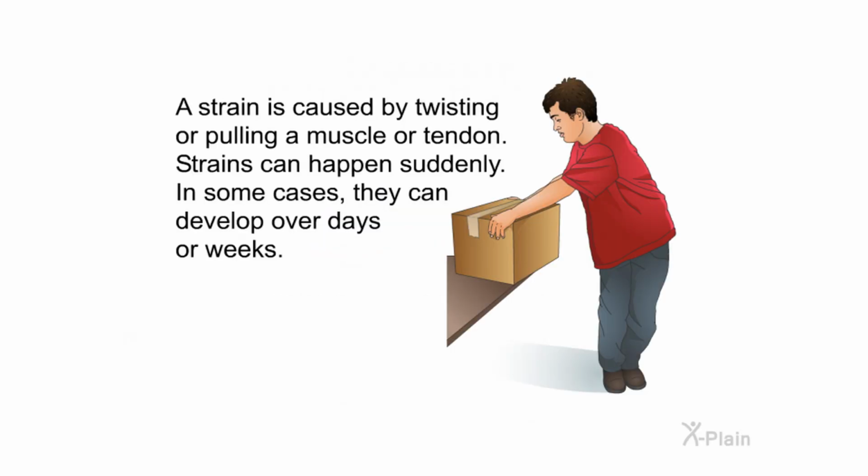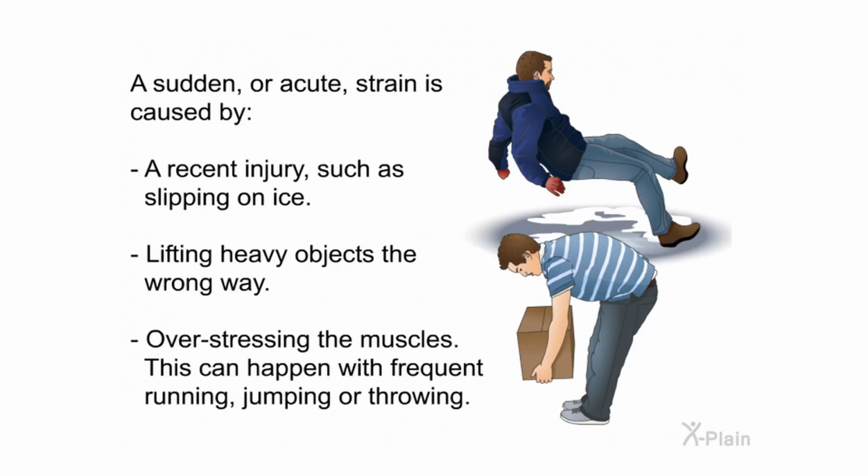Causes. A strain is caused by twisting or pulling a muscle or tendon. Strains can happen suddenly. In some cases, they can develop over days or weeks. A sudden or acute strain is caused by a recent injury, such as slipping on ice, lifting heavy objects the wrong way, overstressing the muscles. This can happen with frequent running, jumping, or throwing.